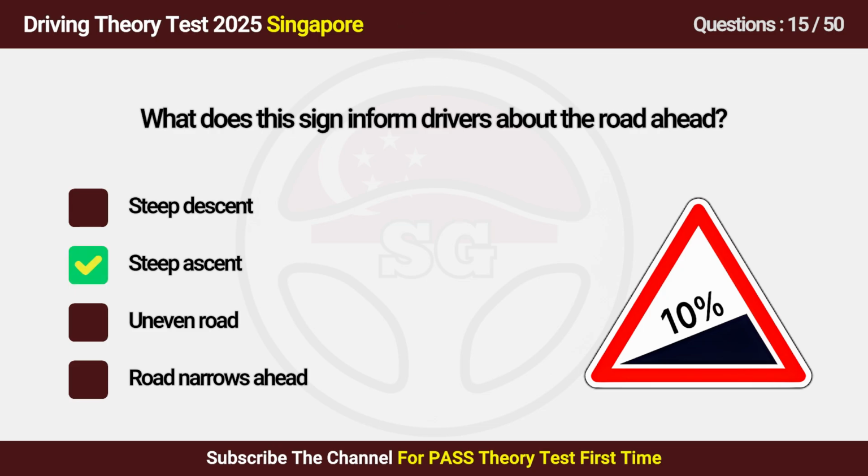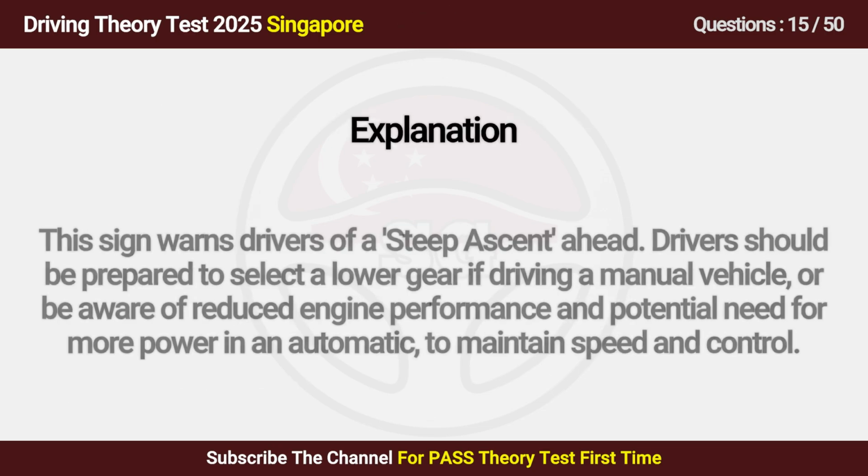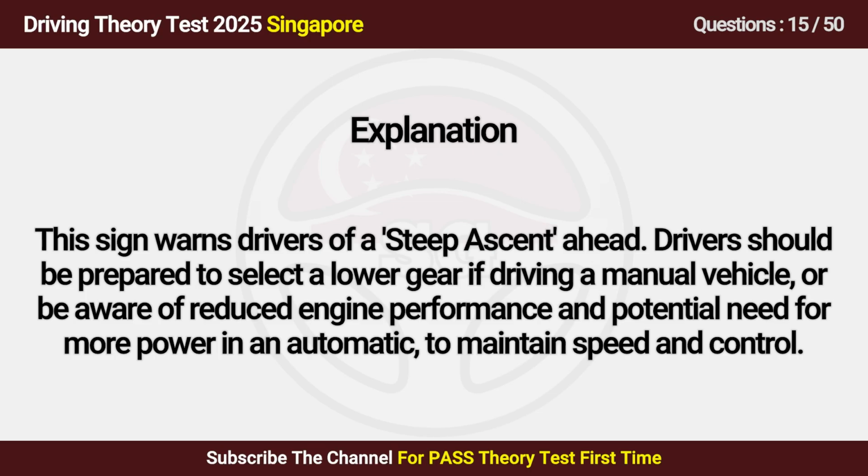Answer is B, steep ascent. This sign warns drivers of a steep ascent ahead. Drivers should be prepared to select a lower gear if driving a manual vehicle, or be aware of engine performance and potential need for more power in an automatic to maintain speed and control.